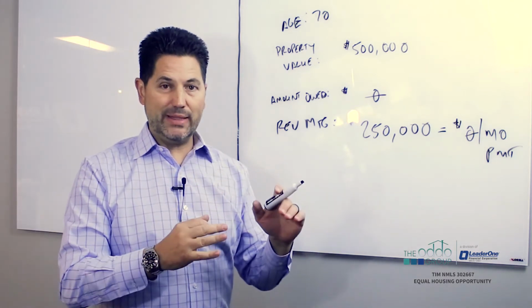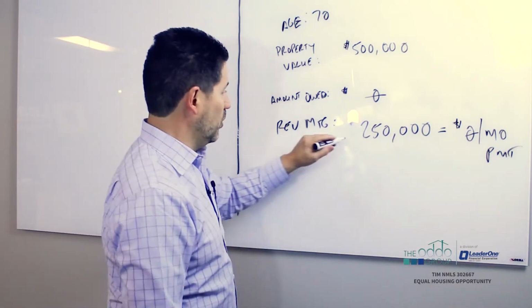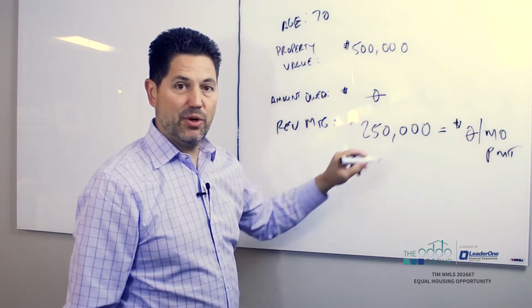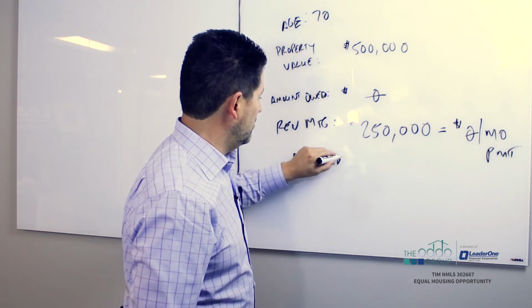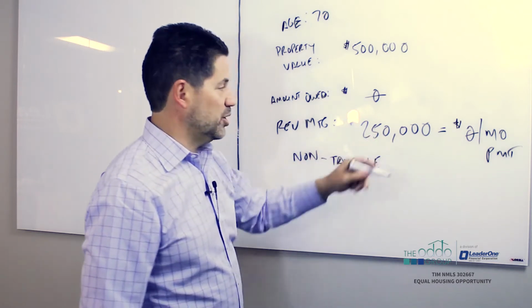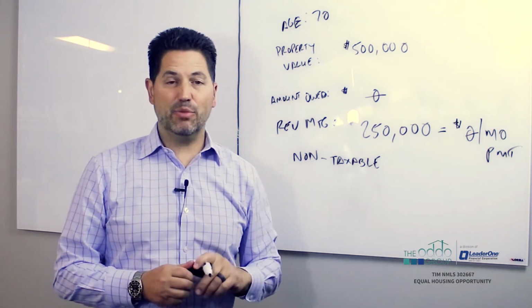We're not going to go into all that detail in today's video, but what I want you to understand is a couple key things. Number one, any monies that you borrow, any monies that you take on this $250,000, is going to be non-taxable money. This becomes a great source to draw from if you need to take some money and you don't want it to be a taxable event.